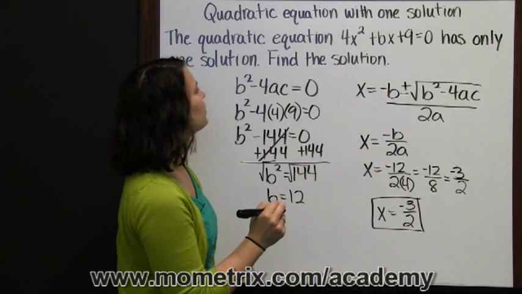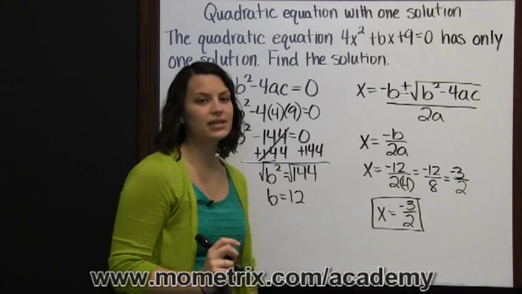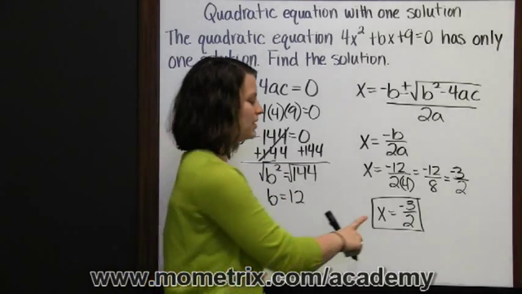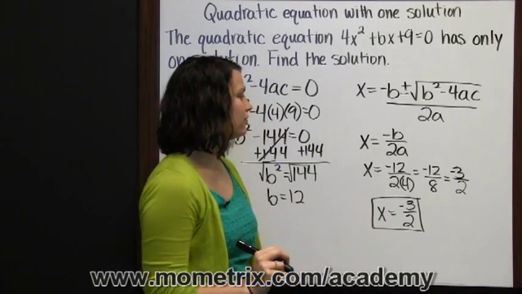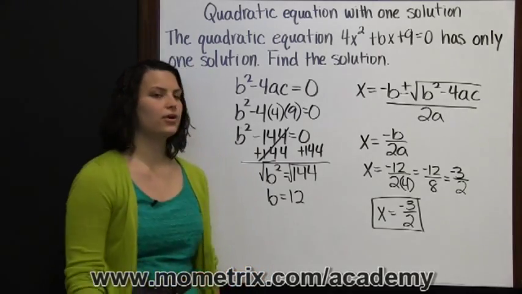That's where our parabola intersects the x-axis in this case. This would be the x value of our vertex, but it's also the solution of the quadratic equation.